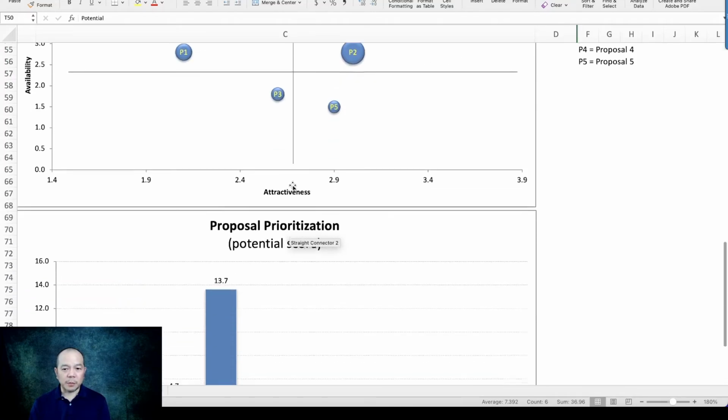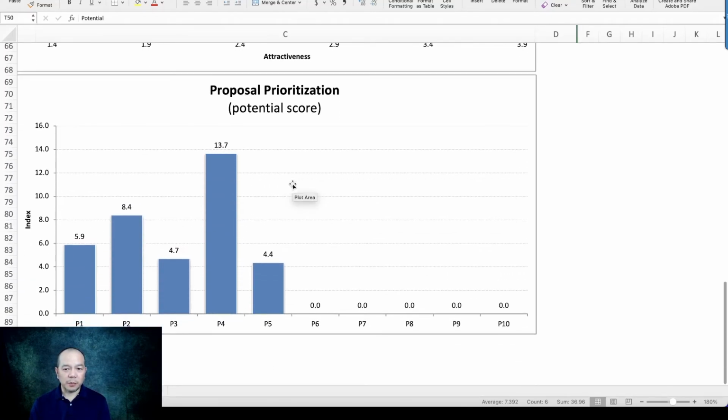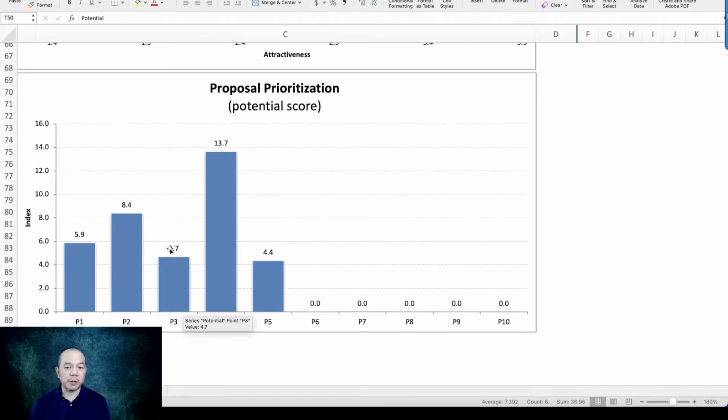But remember, the potential index score also pulls in this chart right here, where P3 is ranked 4.7 compared to a 4.4. Minor detail, right? But when you have limited resources, limited time, these little minor details do help make it easy on your decision to proceed or not to proceed with which proposal that you want to go after, P3 or P5. Certainly, I hope this helps with you developing a proposal prioritization matrix and to help you qualify all the proposals that come into your desk.